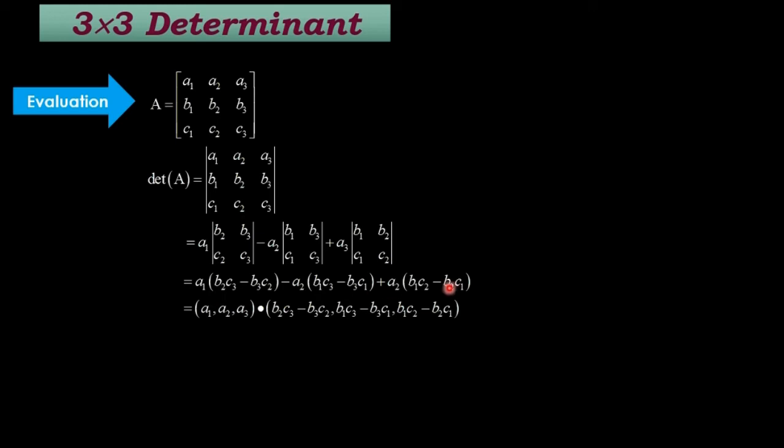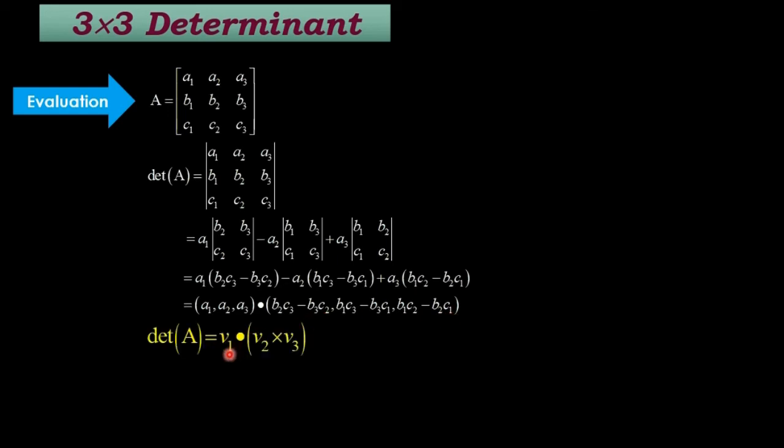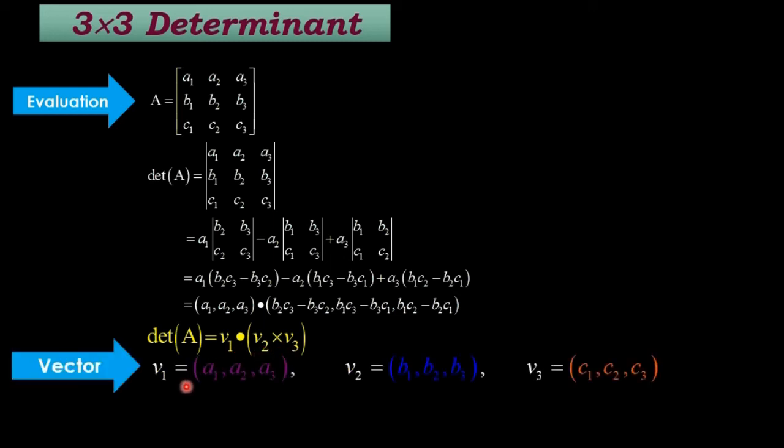So you can rewrite this in the form of a dot product. The dot product of (a1, a2, a3) dot (b2 c3 minus b3 c2, b1 c3 minus b3 c1, and the third component b1 c2 minus b2 c1). So this is nothing but the dot product V1 dot (V2 cross V3), where V1 is the first row vector of matrix A, (a1, a2, a3), V2 is the second row vector, (b1, b2, b3), and V3 is the third row vector, (c1, c2, c3).